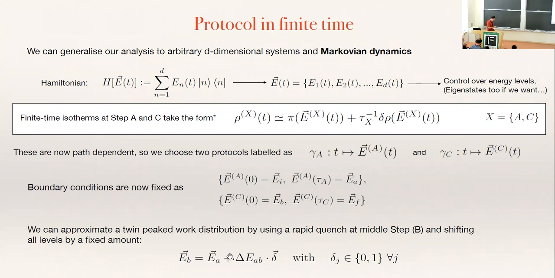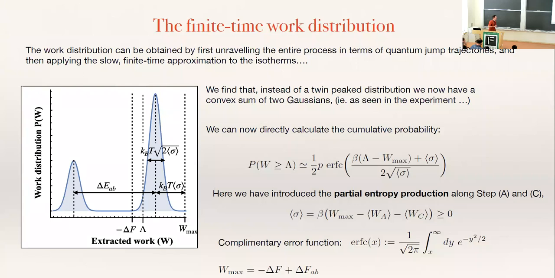The way I proceed now is that I use this quantum jump unraveling technique that I showed you at the start to monitor how the work is extracted along different trajectories, given these assumptions about the dynamics. And what you find theoretically is a distribution that looks exactly like what they see in this experiment. Instead of two delta peaks, we get a convex sum of two Gaussians. This tall peak is sitting above the threshold where we would get more energy than we should be allowed. And then we have another smaller peak, which balances it out and ensures that we're still satisfying the fluctuation theorem.